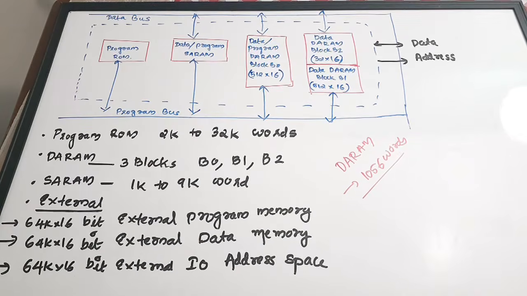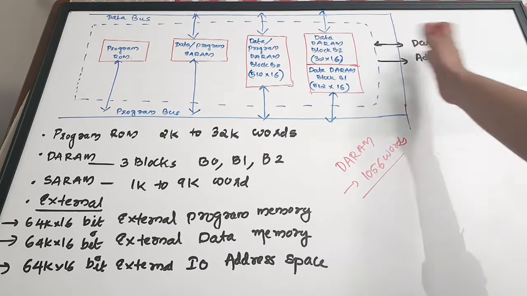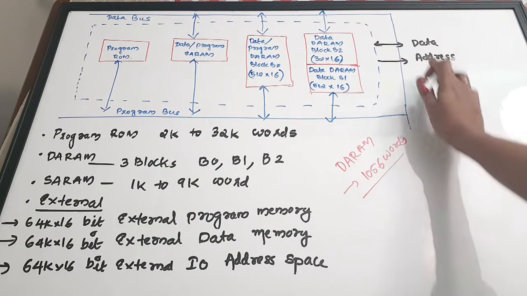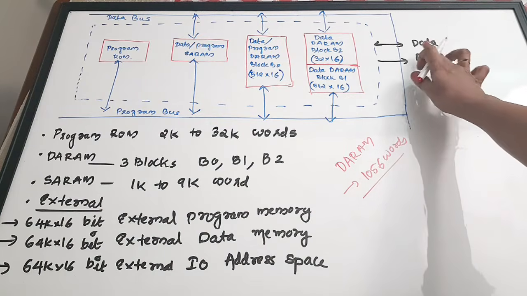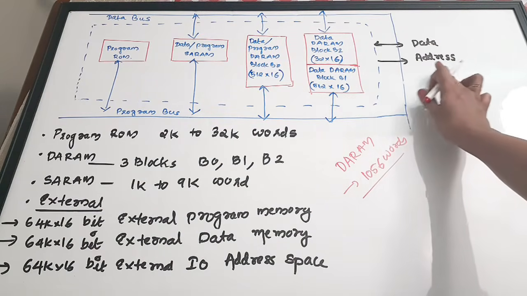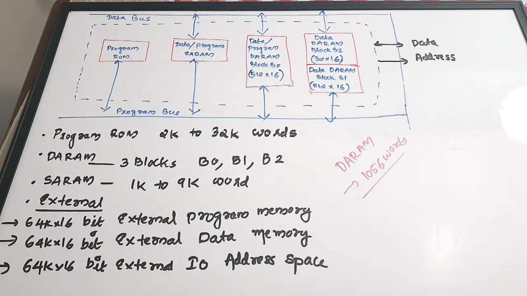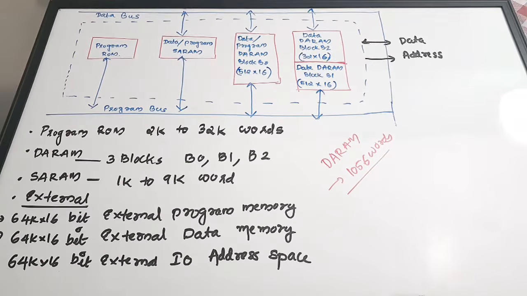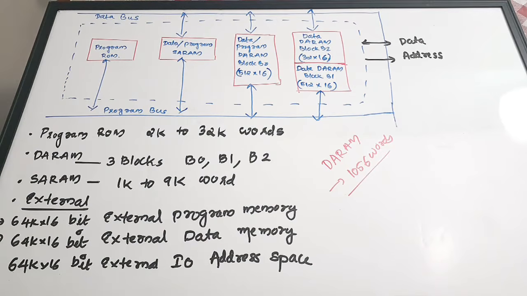And you connect the external buses here. There is a data bus. It is an external data bus. This is the external address bus. So that is all about the memory organization of the TMS320C5x processor. The memory is organized as on-chip memory blocks and external memory which can be connected through external buses.